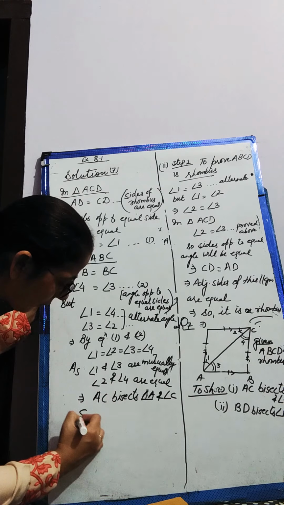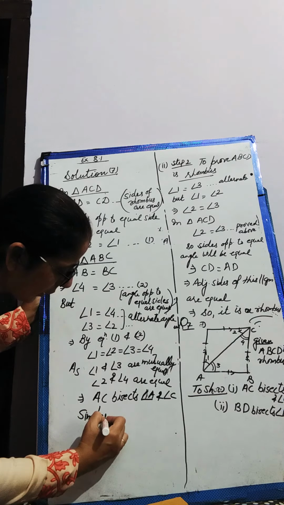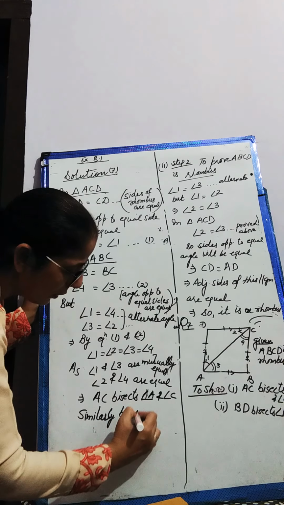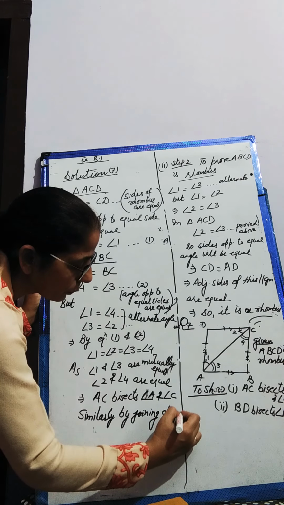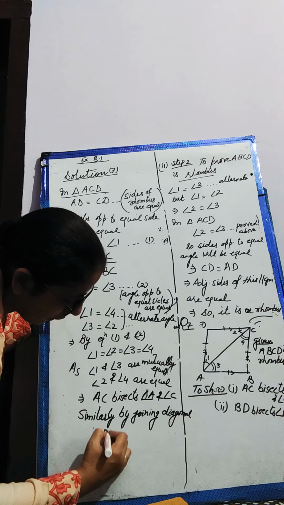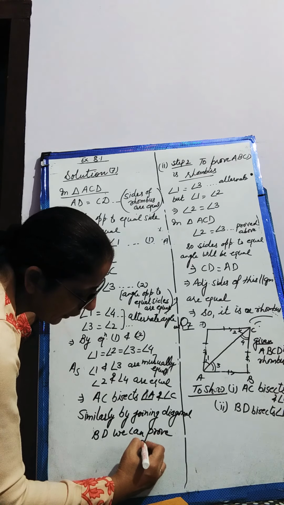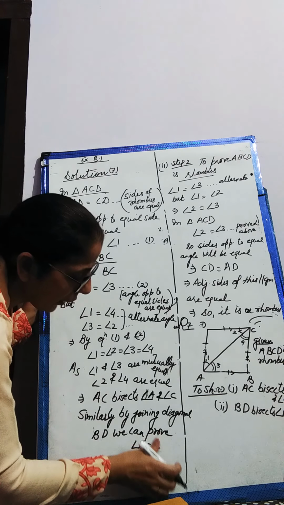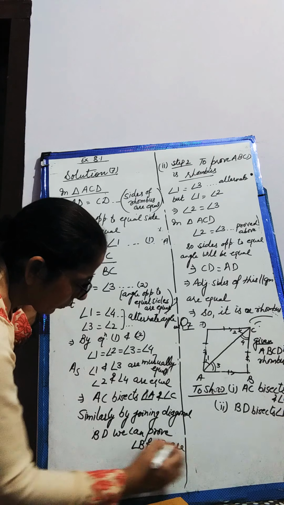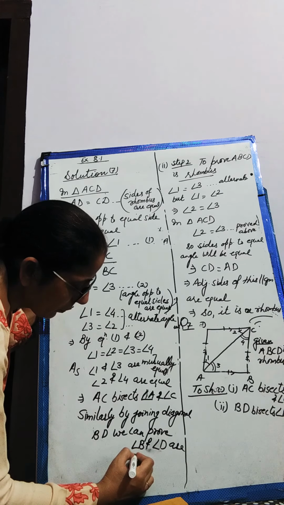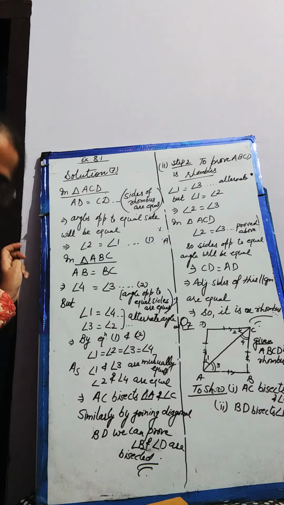Okay. Similarly, we can prove. For the second part, we need not prove it. We will just write similarly, by joining diagonal BD, we can prove angle B and angle D are bisected. That's it. Have you understood this? Thank you.